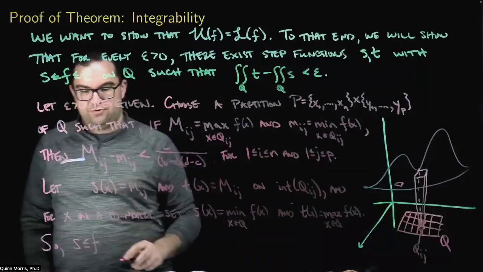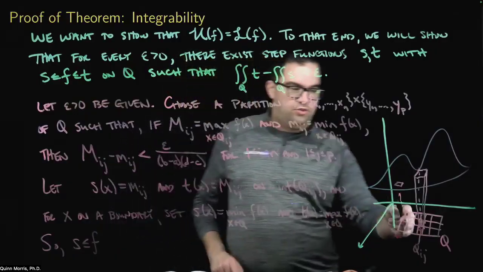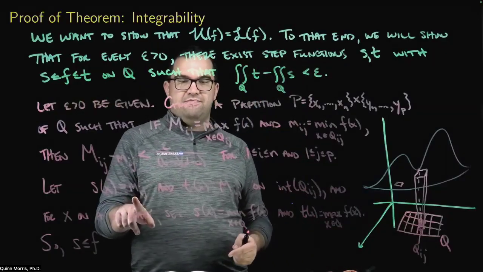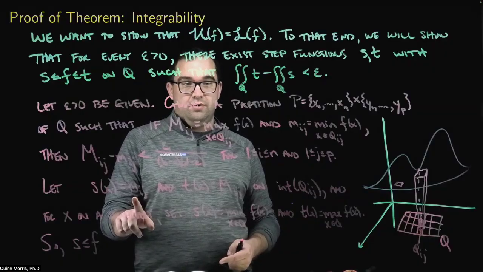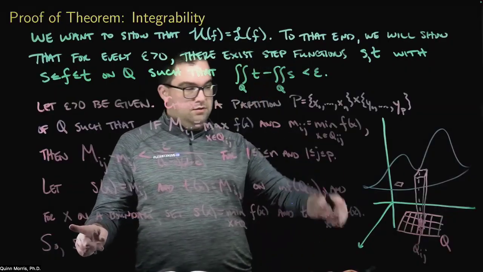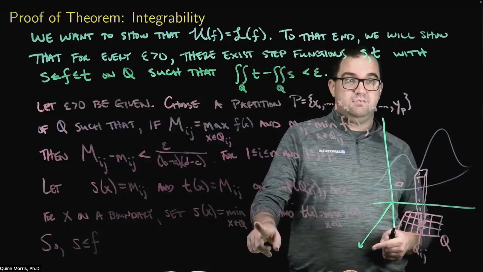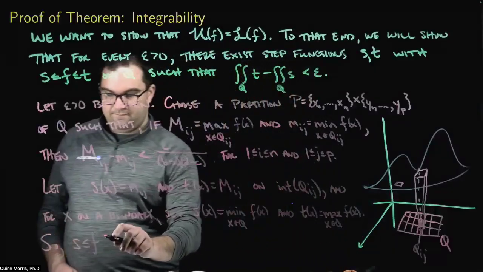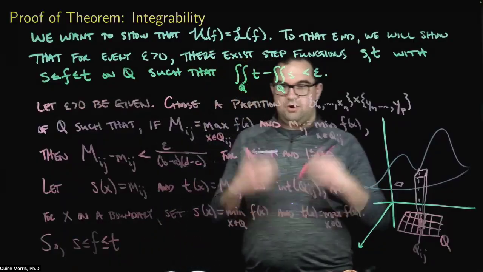s is going to be less than or equal to f. Why? Well, for each x value that's on the interior of one of my subrectangles, then s is equal to the minimum value on that subrectangle. So it's certainly less, s of x is less than or equal to f of x for each value that's on the interior. If I'm on a boundary, right, then s of x is equal to the minimum value of the whole function, right? So certainly it's less than or equal to f of x. Similarly, t is greater than or equal to f of x, right? And you go through exactly the same argument.